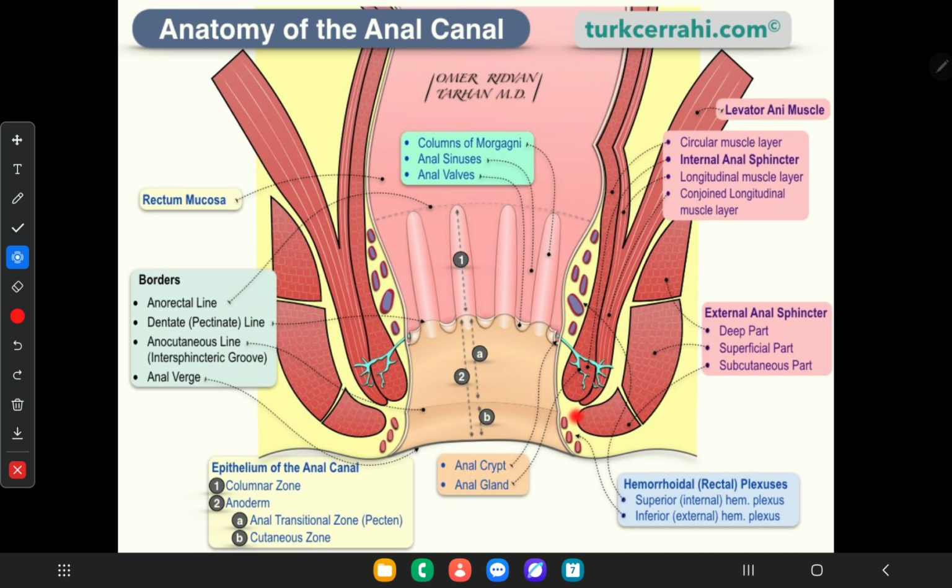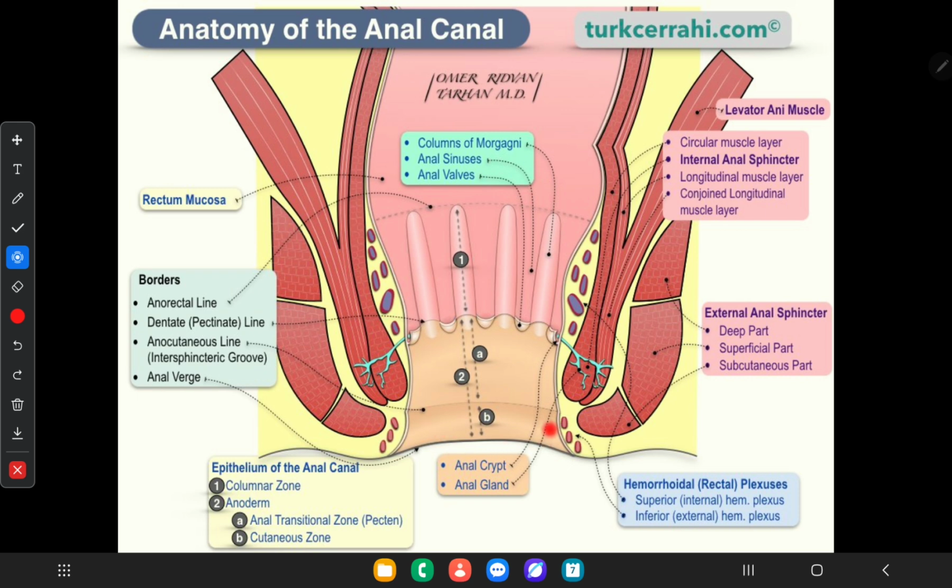Next part, the lowest part, is the shortest part. Actually, it is the shortest part of the anal canal and is lined by true skin with sweat and sebaceous glands.